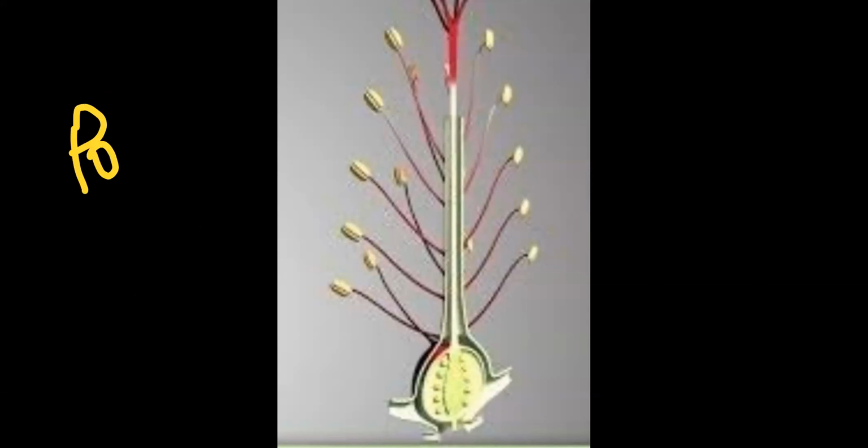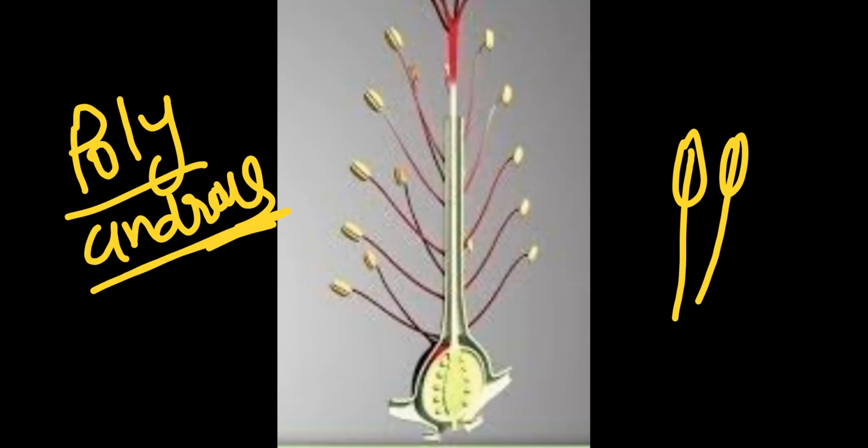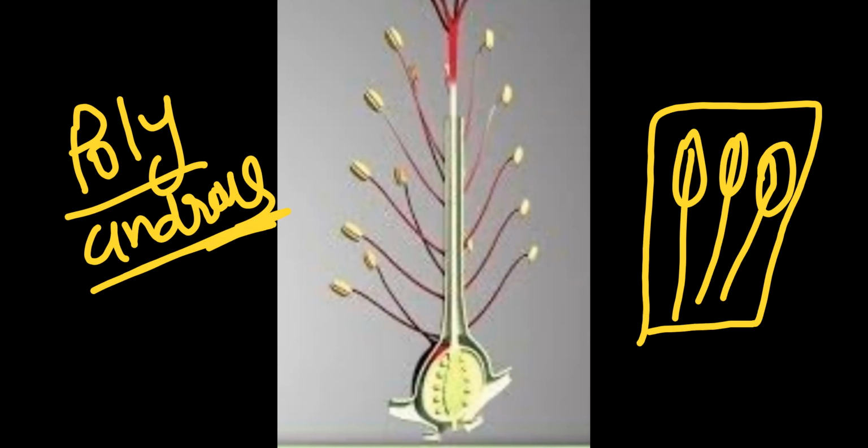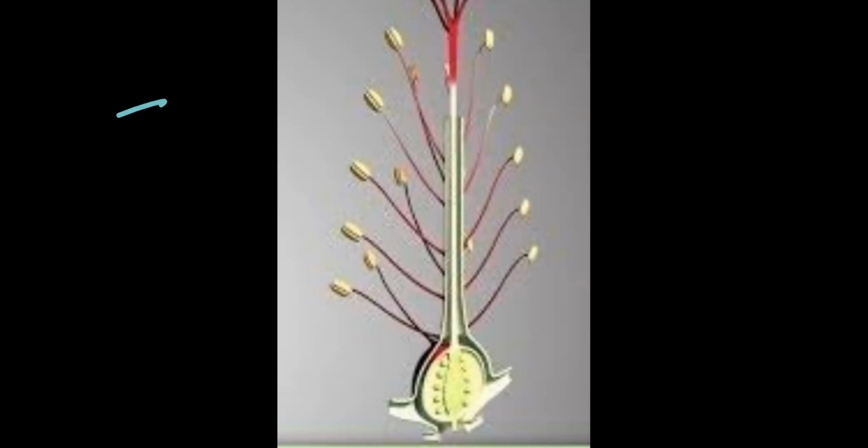Poly meaning free, polyandrous, poly free, androus meaning stamen. And all the stamens present in the flower are totally free from each other. We call it polyandrous. Just like polysepalous, polypetalous, same way polyandrous.